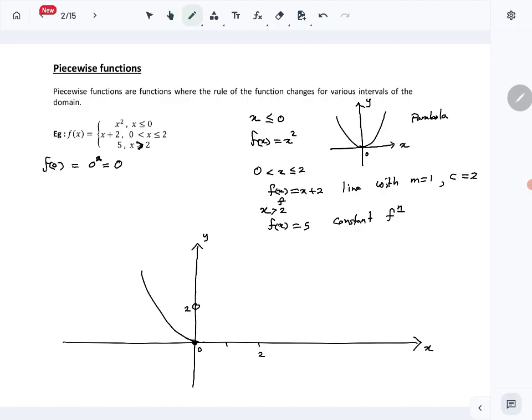Then I will find another point, f of 1. 1 is in this range. So I have to use the second expression to find the function value at 1. So what is that going to be? 1 plus 2, 3. Right. When x is 1, it's going to be somewhere here, 3.